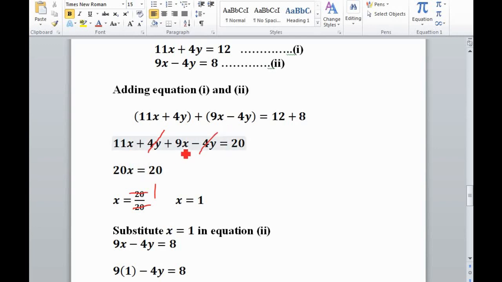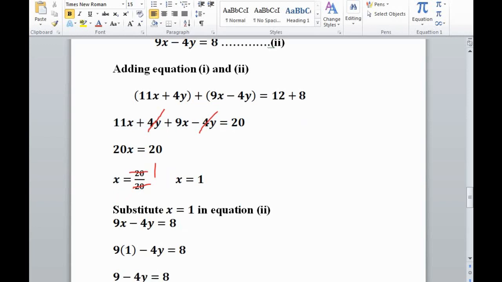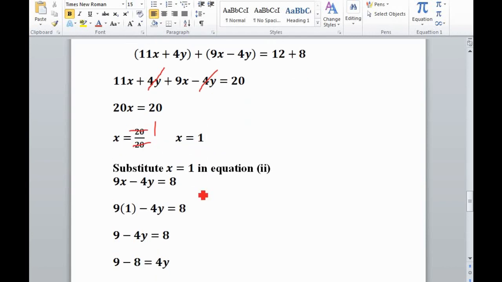And 11x plus 9x, they are positive terms. Their sum is 20x equals the right side 20. To find x, this equation becomes x equals 20 upon 20. Now 20 divided by 20 equals 1, so we get the value of x equals 1. Okay, to find the value of y, let's substitute x equals 1 in equation number 1 or 2.